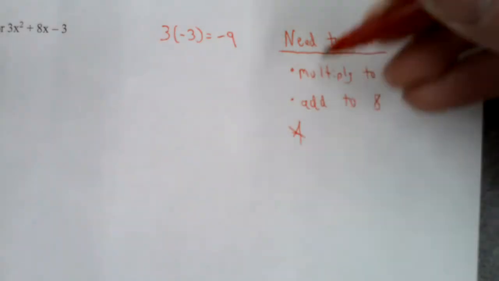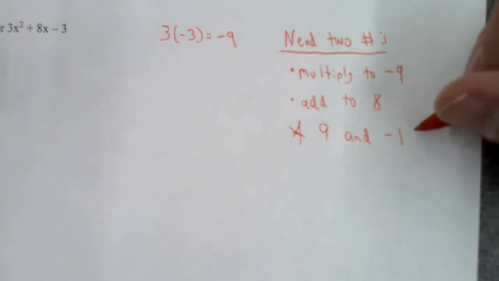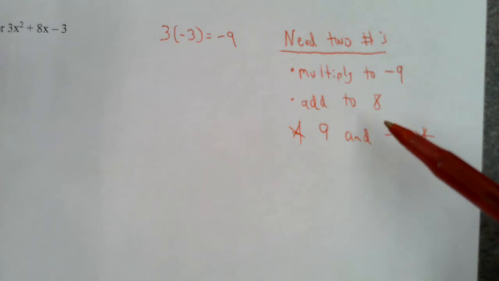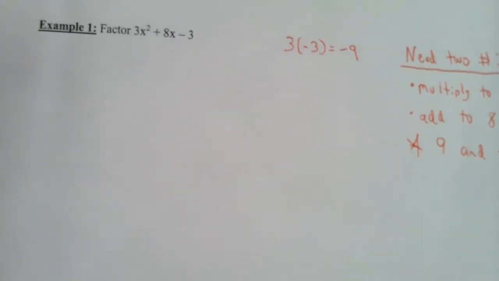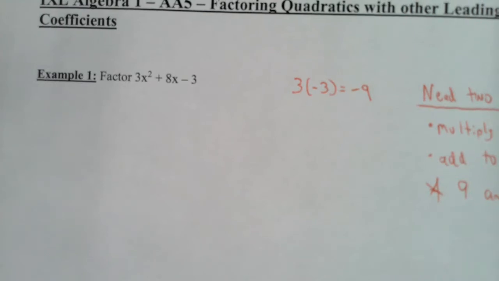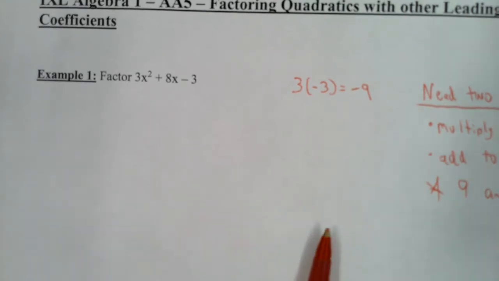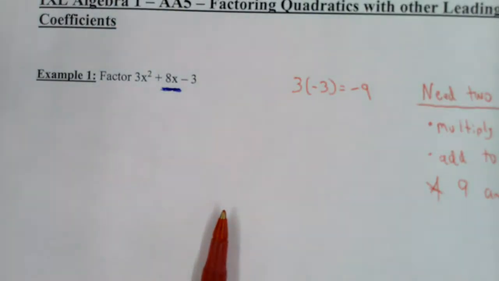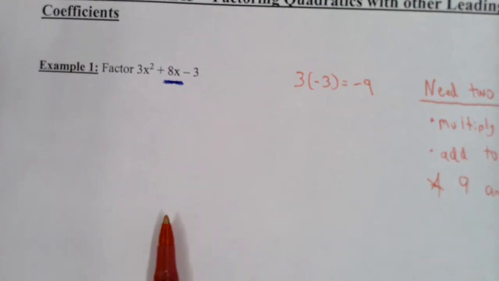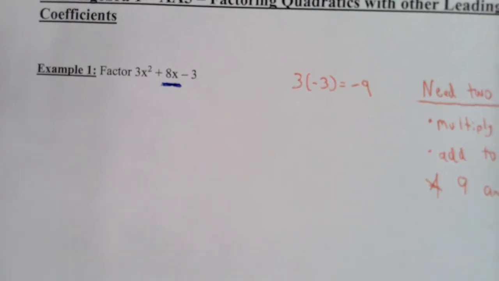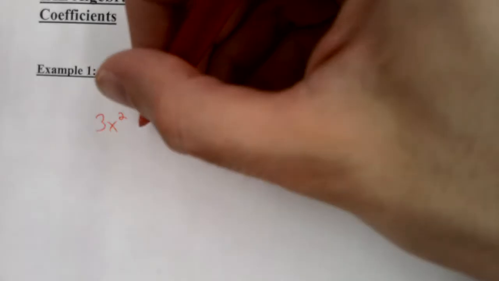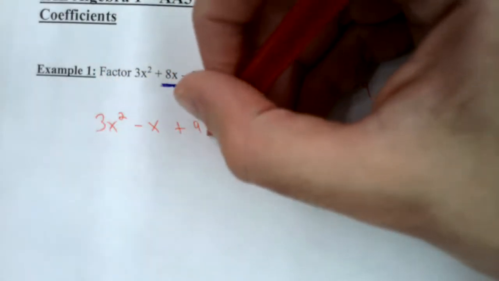The numbers that you want are going to be 9 and negative 1. Because 9 times negative 1 is negative 9, and 9 plus negative 1 is 8. So what we're going to do is replace 8x with those two numbers I just got, 9 and negative 1, but you have to add the x's on. So I'm going to say 3x squared, and replace the 8x with the two numbers, 9 and negative 1. I'm going to put negative 1 first. You don't have to.